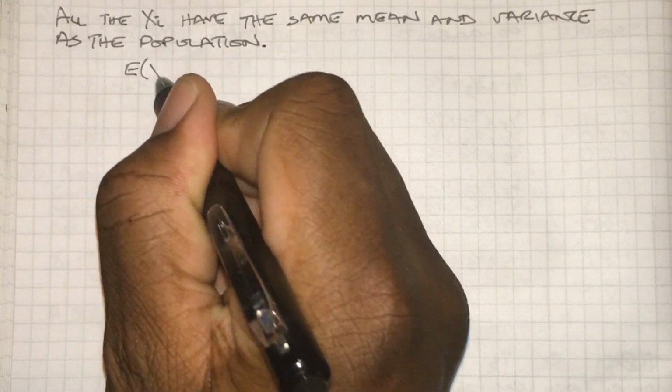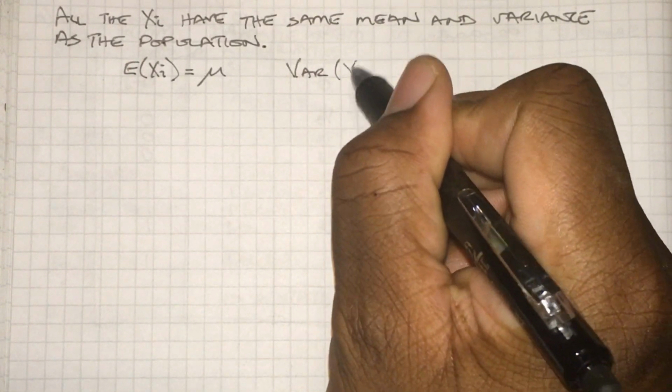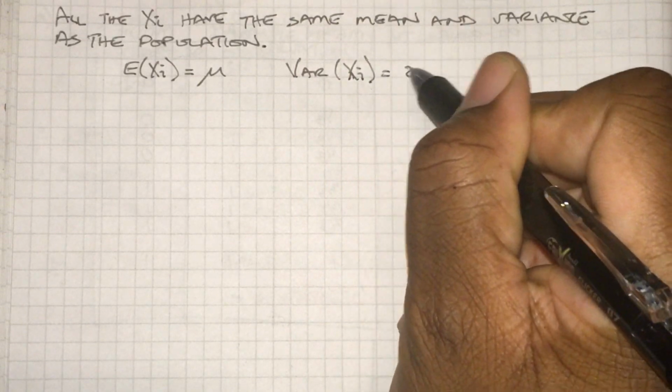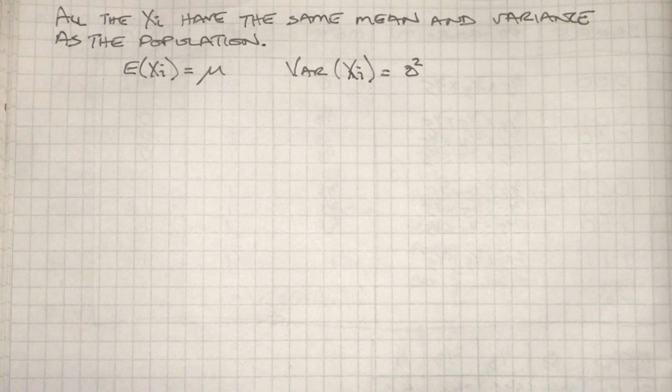So every item in my sample, every one of the sampling units, we say has the same mean and variance as the population. So the expectation of xi is mu, and the variance of xi will be sigma squared.